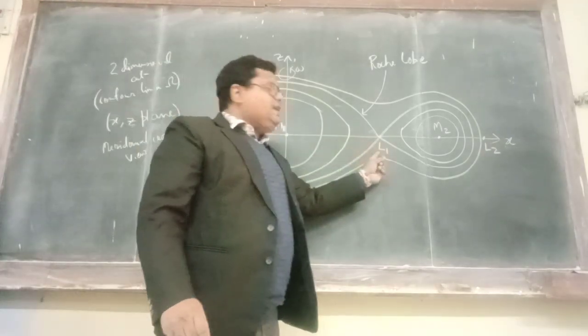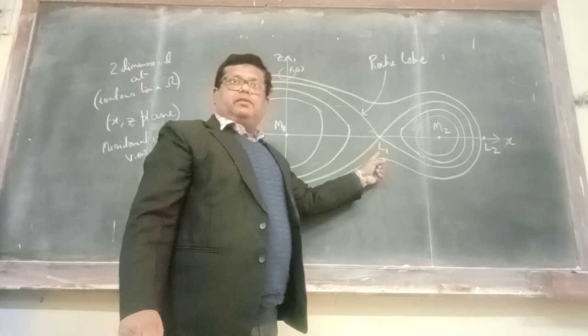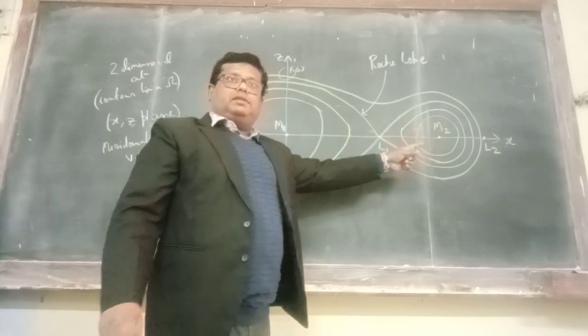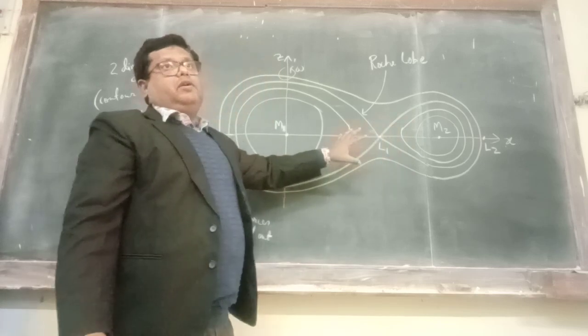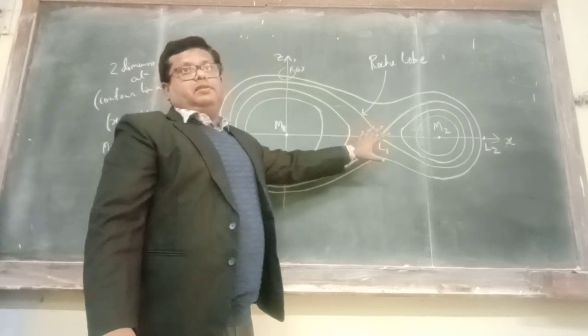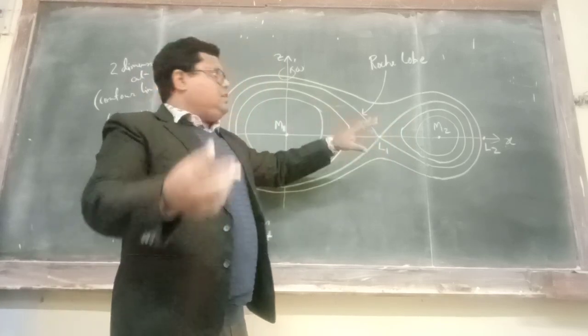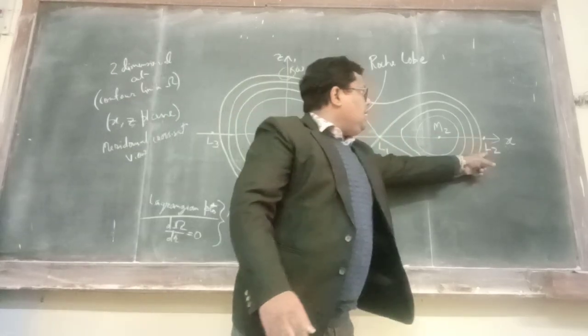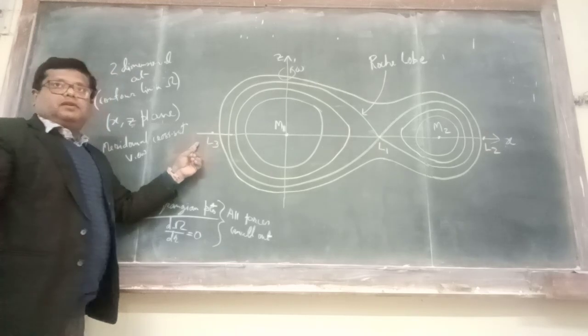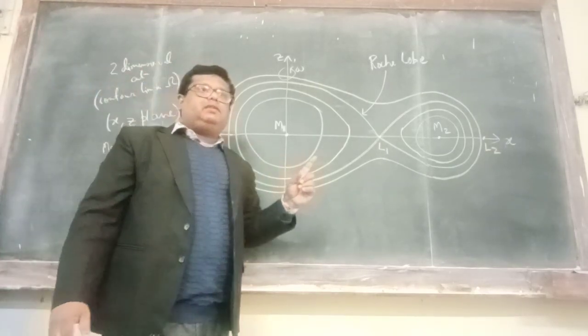So this is the inner Lagrangian point, L1, which is in between the two masses, and this one is extremely relevant for mass transfer. I will explain briefly in a while. And these two are also important. Why are they important?